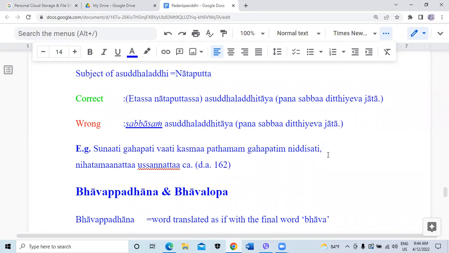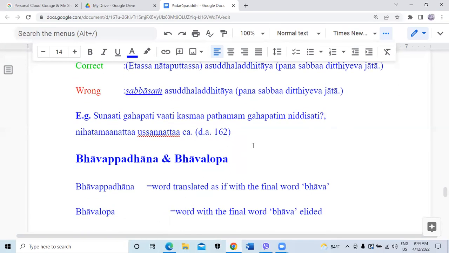Nihita manata should be after nedisati. There must be a question mark. So nedisati, when he first points to the householder, nihita manata usanata.